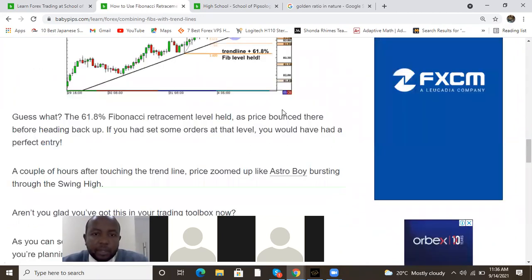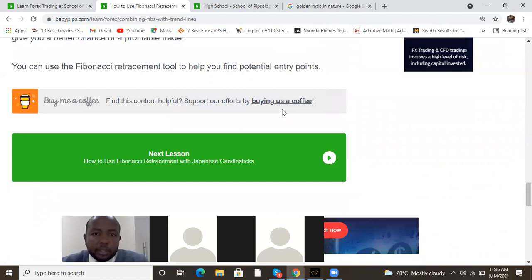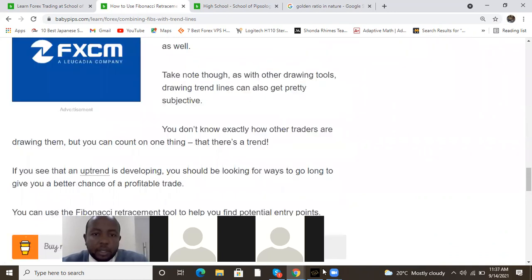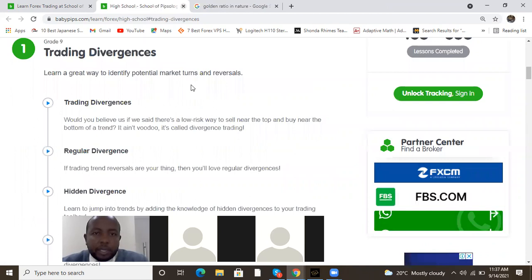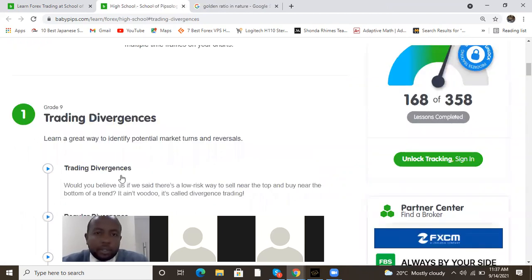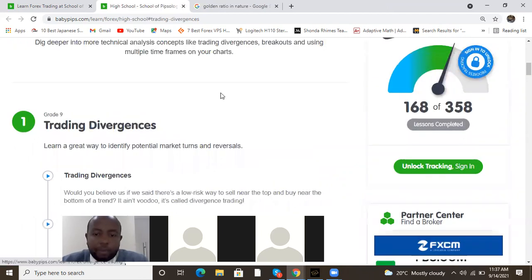So I think this is okay. So let's do divergence now. No, before we do divergence, yeah, let's do divergence so that I finish up with Fibonacci. Yeah, so let's go to divergence. So for fibs, before I go to divergence, I'll just show you with gold.